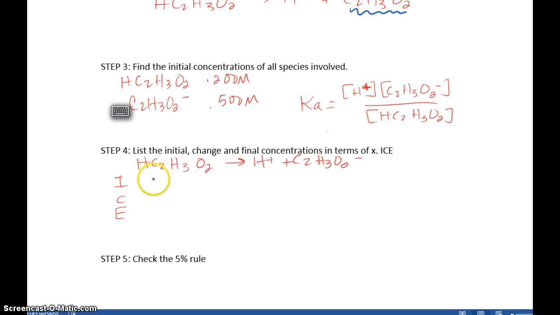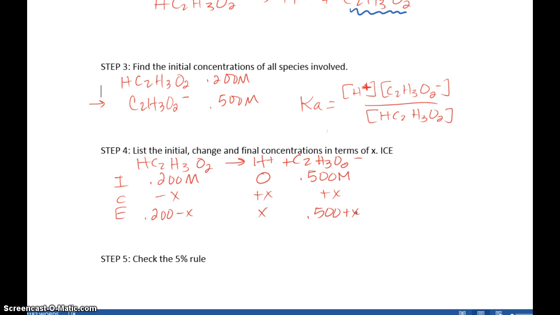And here's where things are going to change. I know that my initial concentration of this is 0.2 molar. But I also know that because of that sodium acetate, I have an initial concentration of my anion of 0.5. I don't have any hydrogen initially. My change is still the same. I have to shift towards what I have nothing of, which means this is minus x, plus x, plus x. That's going to be the same. But now I have 0.200 minus x, x, and 0.500 plus x.